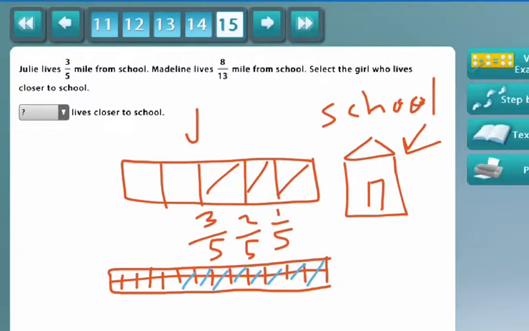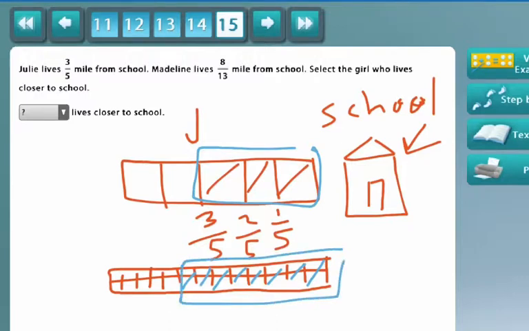I've drawn comparison bar models to find out if I could just use a picture to tell me who's closer. You can see I have 3/5 here, and down here I've done 8/13. It looks like the 3/5 is a little bit closer, but I cannot trust my drawing because it's not perfect. So I'm going to go ahead and use another model.